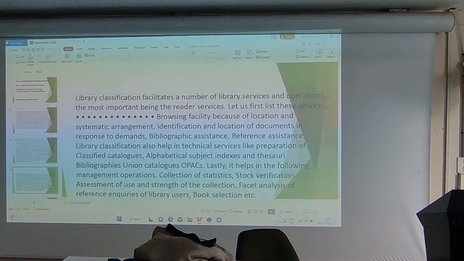Because of location, क्योंकि हमें ढूंढनी है किताबें. मेरे पास 5000 किताबें हैं. उसमें से मुझे अपनी subject accordingly I need to find out the book of history, right? So how would I locate it from those 5000 books? It is when we classify those subjects.